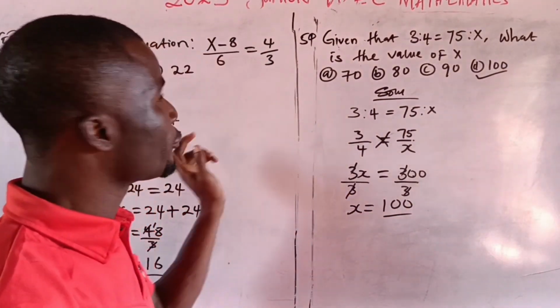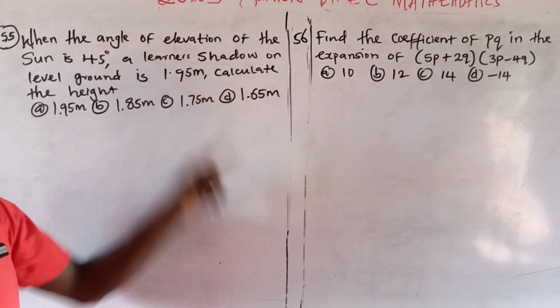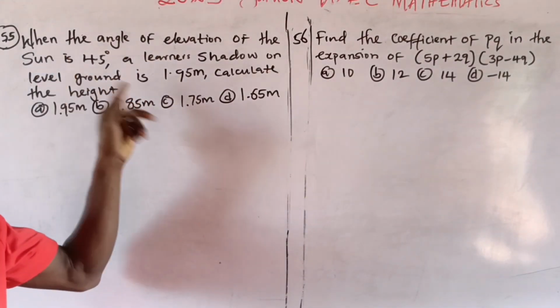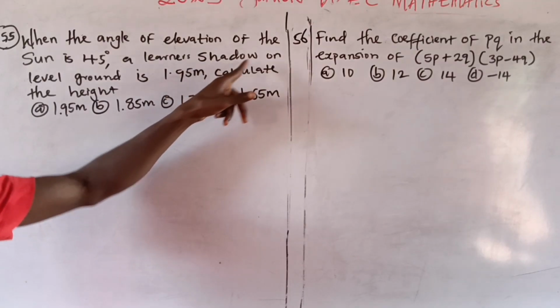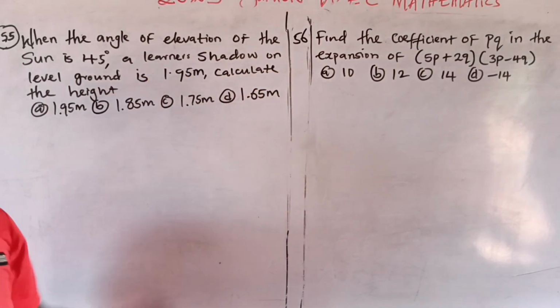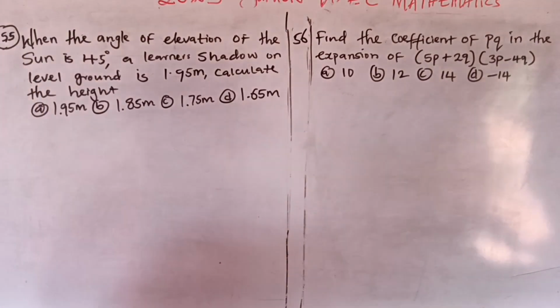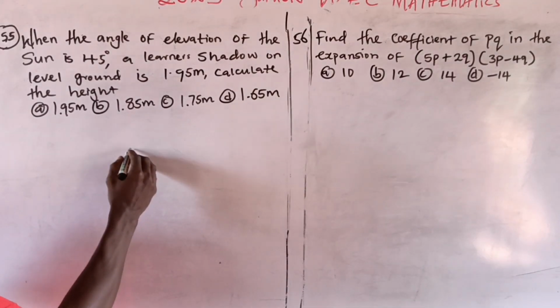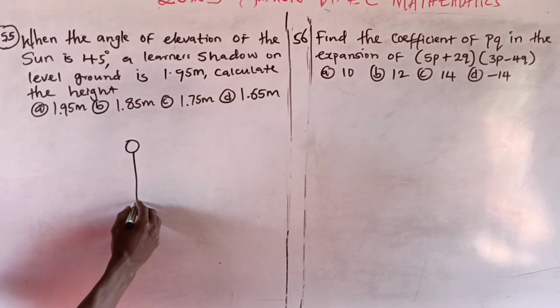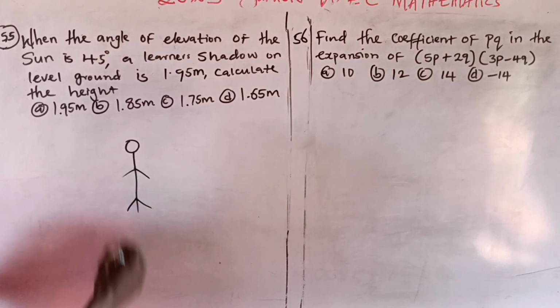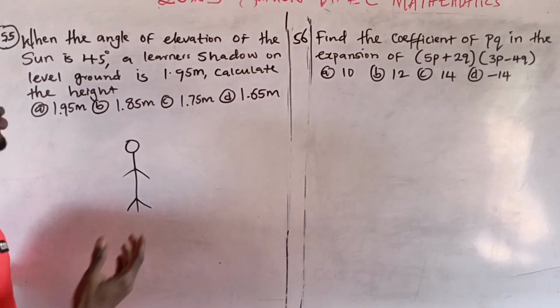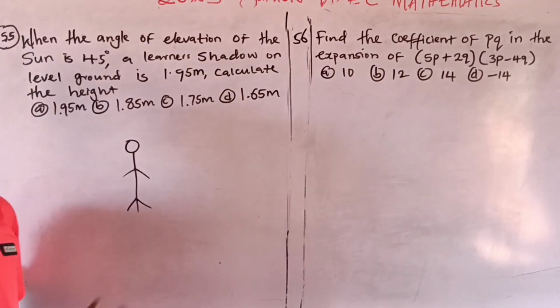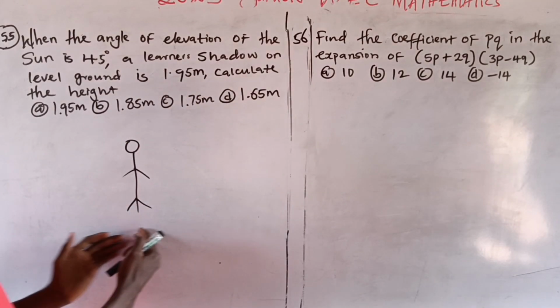Now let's go to question 55. When the angle of elevation of the sun is 45 degrees, a linear shadow on level ground is 1.95 meter. Calculate the height. So they want us to calculate the height of the learner, of that student. So right now, let us assume this is the learner height. We don't know the learner, by just portraying it, bringing it out. This is the learner, and its shadow is 1.95 meter, whether it's this side or this side.